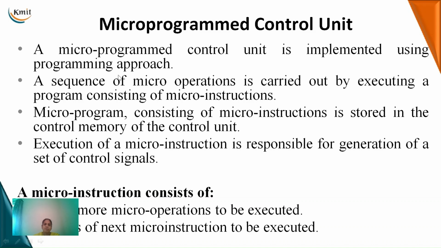Here a sequence of micro instructions is carried out by executing a program consisting of micro instructions. You write a microprogram which consists of micro instructions, and these micro instructions are stored in the control memory of the control unit. There is a memory available in the control unit, which we call the control memory. In that memory, this program resides. The execution of the micro instructions is responsible for generating the control signals.